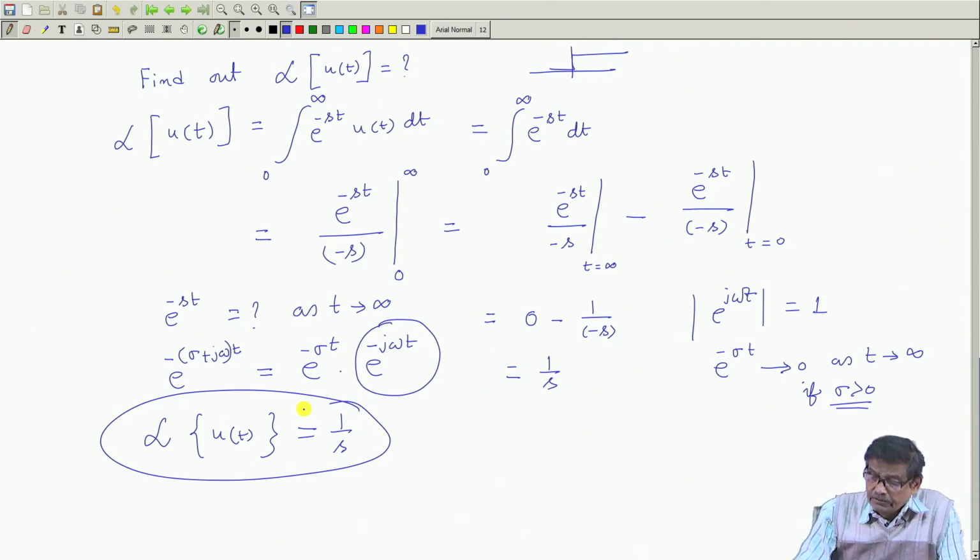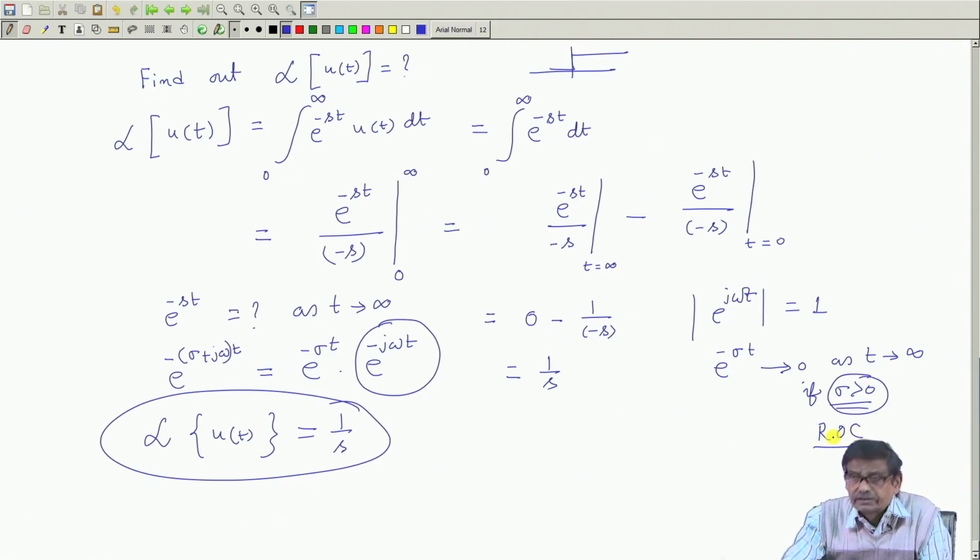Now, only one point I will tell you. In this derivation, I saw that this integral will become 1 by s provided sigma is greater than 0. Any value of sigma will do, 5, 2, 9, whatever it is, but it must be greater than 0. We will see in the analysis, if you want to apply Laplace transform, this sigma condition will be in the background, you need not worry about that, and that is called the region of convergence.